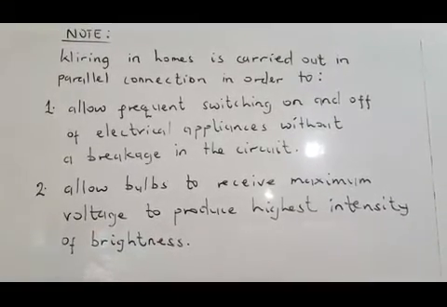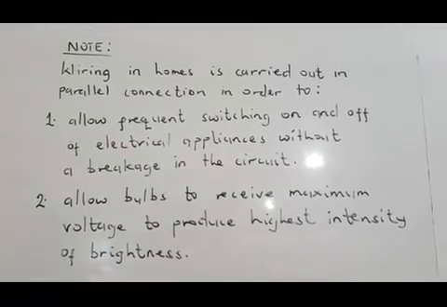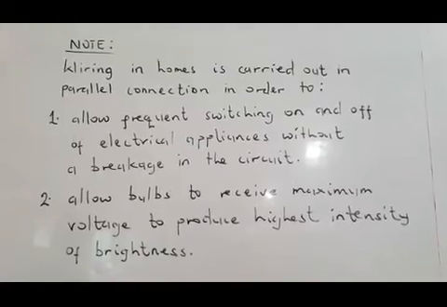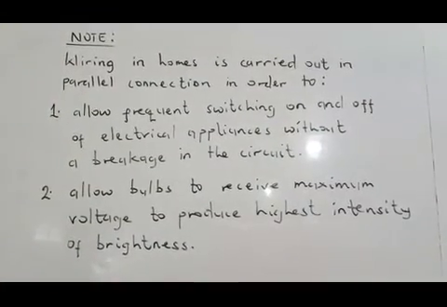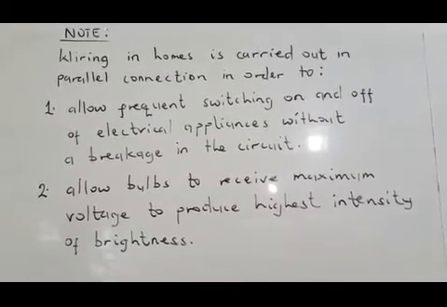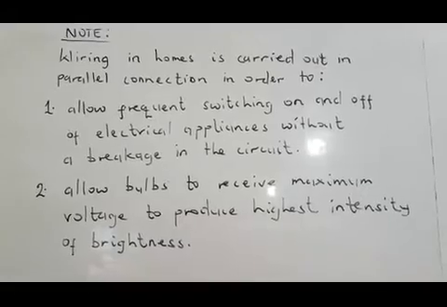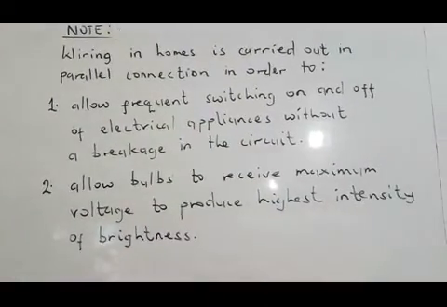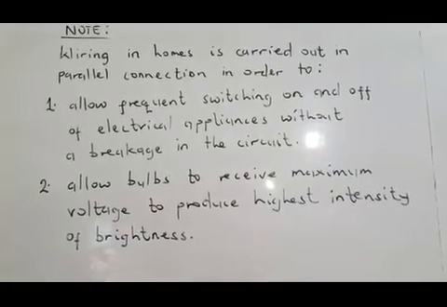Okay, so this is actually the solution to the assignment I gave. Reasons why wiring in homes is carried out in parallel connection, or reasons why electrical appliances at homes are connected in a parallel connection. So the first reason is to allow frequent switching on and off of the appliances without a breakage in the circuit.